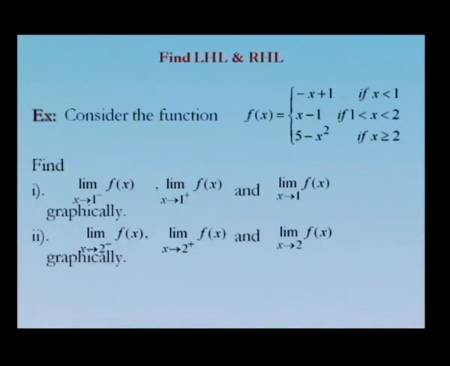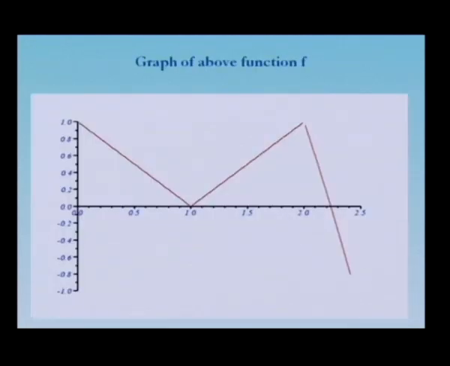Now consider some examples here. In these examples we will find the left hand limit and right hand limit. The function given here is f(x) equals -x plus 1 if x is less than 1, it is x minus 1 if x lies strictly between 1 and 2, and it is 5 minus x squared if x is greater than or equal to 2. Let us find the left hand limit, right hand limit, and the limit of function f at the point 1 graphically. The graph for the function is given here.